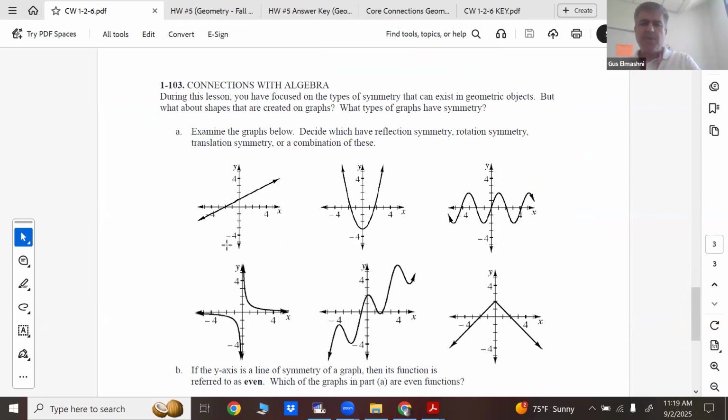Okay, so during this lesson, you have focused on types of symmetry that can exist in geometric objects, but what about shapes that are created on graphs? What types of graphs have symmetry? So examine the graphs below, decide which have reflection symmetry, rotation symmetry, or translation symmetry, or a combination of these. So translation means if you move it left and right, or up and down, or diagonally, you can get back to the same place. The line is kind of an interesting one.